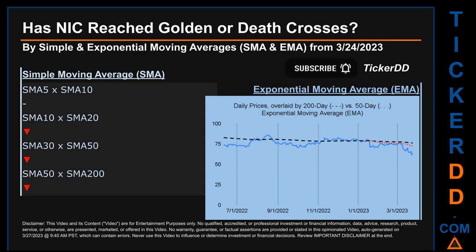For simple moving average, by comparing 50 to 200 days, we found a bearish death cross signal because the 50-day SMA crossed below the 200-day. Continuing with SMA, we looked across the 5 to 10, the 10 to 20, and the 30 to 50-day ranges to see if golden and death crosses had been reached. We found death cross signal for the 10 to 20. The 30 to 50. We could not find neither golden cross nor death cross signal for the 5 to 10.